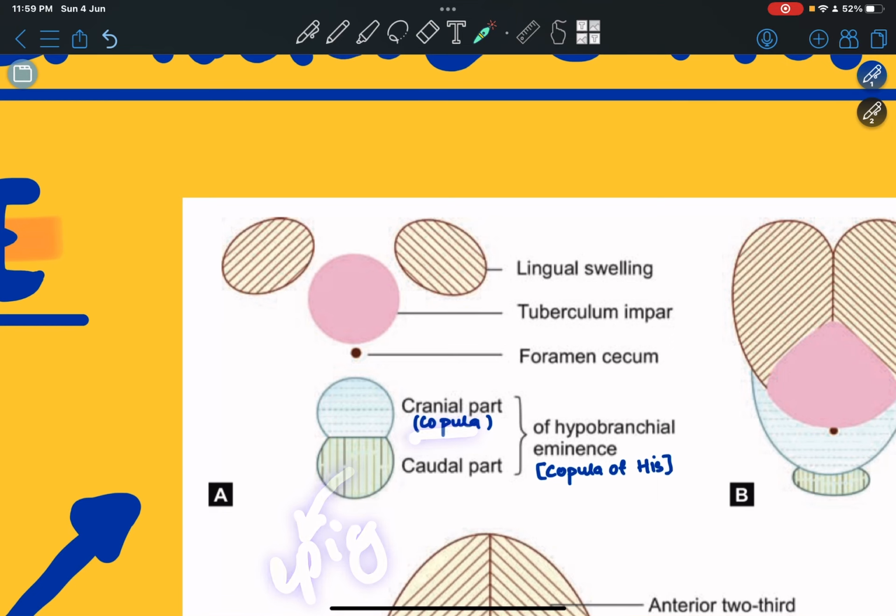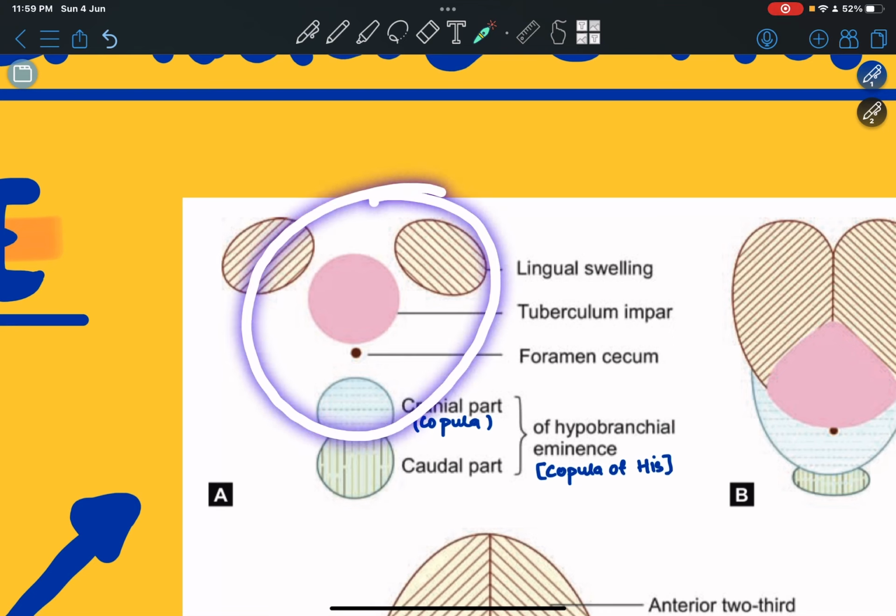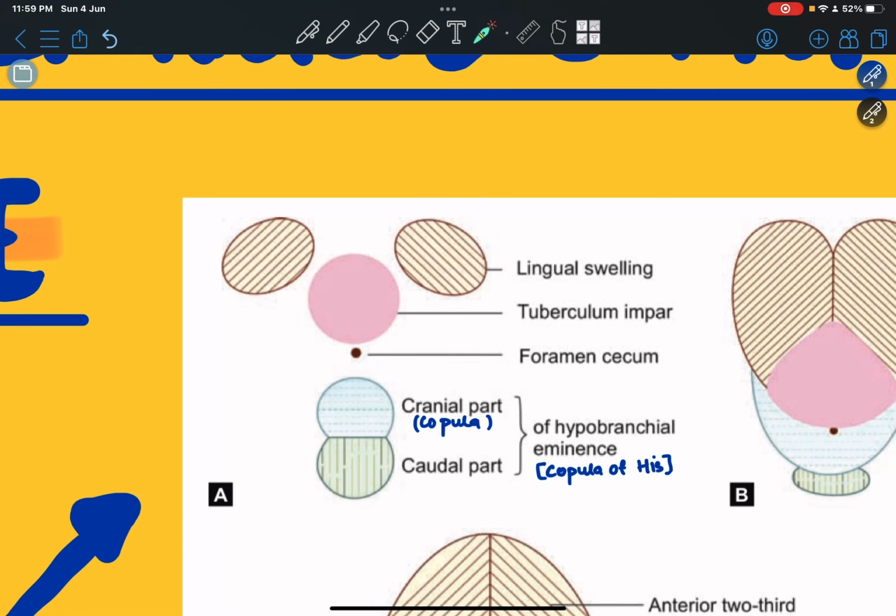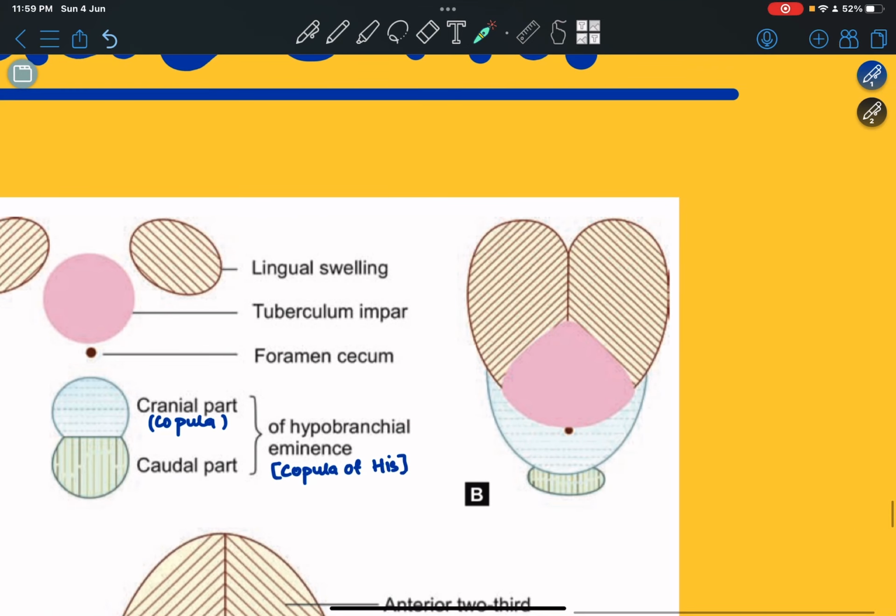Alright. So all of this together forms your tongue. Basically the two lingual swellings, they grow medially and they grow posteriorly to form your anterior 2/3 of the tongue along with the tuberculum impar, and here you can see the cranial part of the hypobranchial eminence forms the tongue, and here this will form the epiglottis.